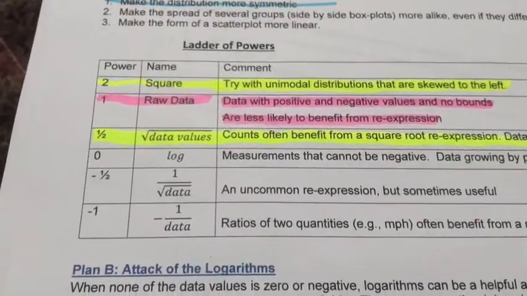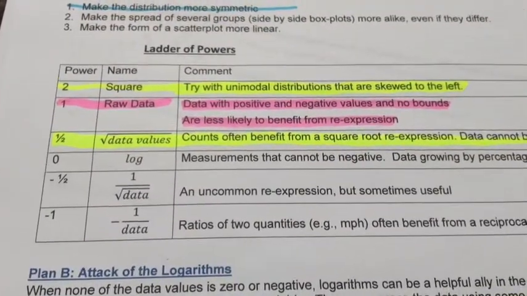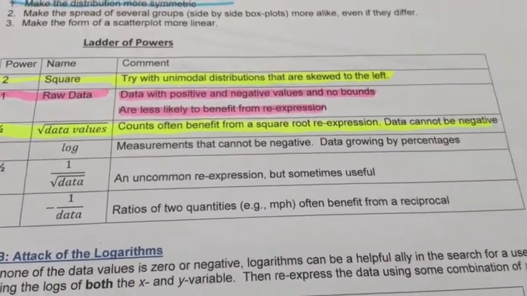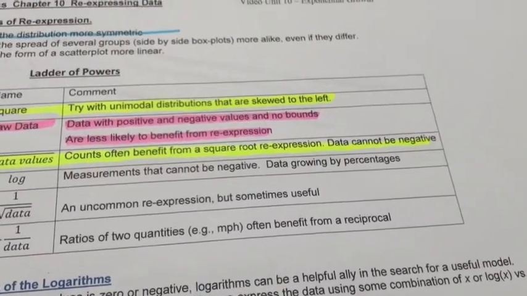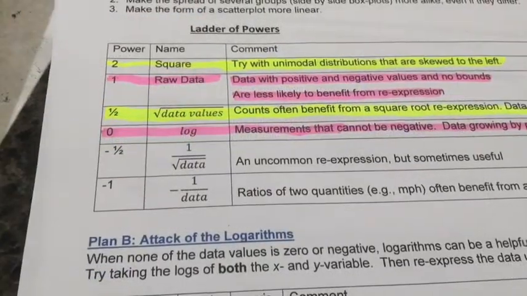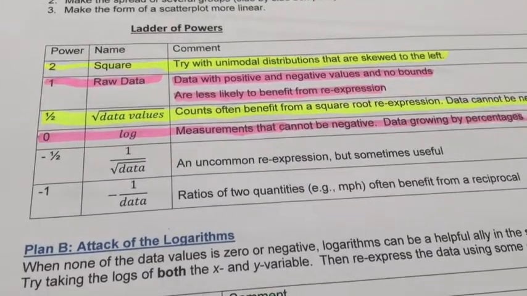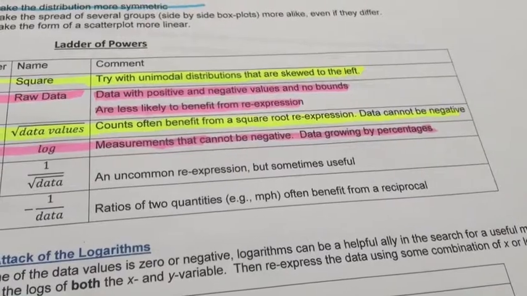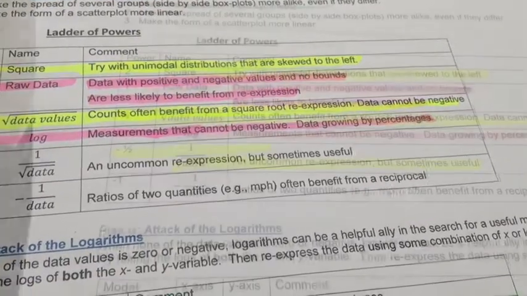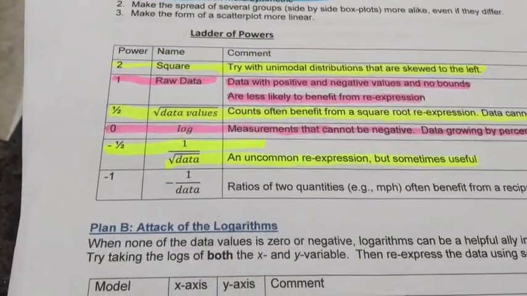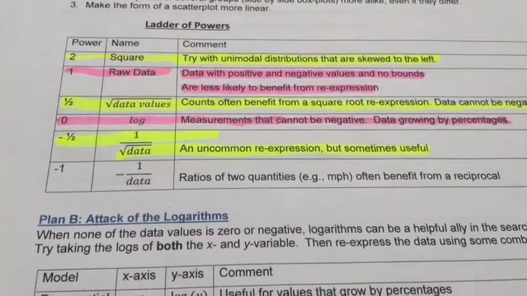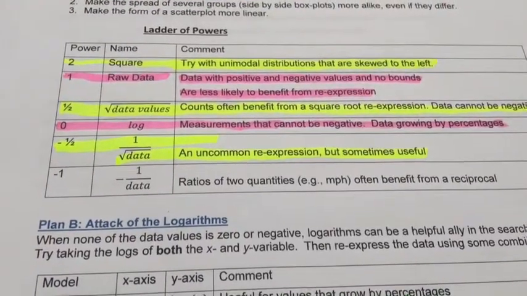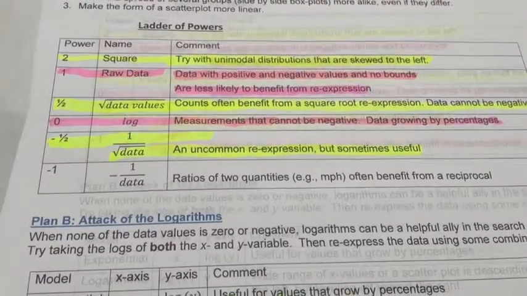Next we have the square root power. Counts often benefit from a square root re-expression. Data cannot be negative when using it. Next is the log power. It is good for measurements that cannot be negative and data that grows by percentages. Now we got the 1 over square root power. It is an uncommon re-expression, but can sometimes be useful if nothing else is working.